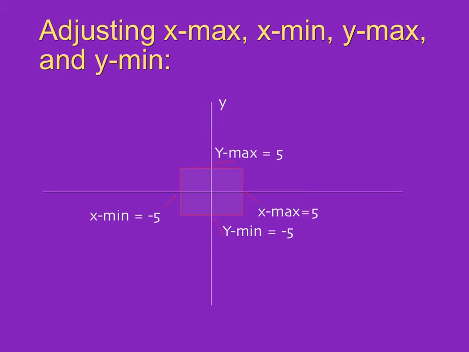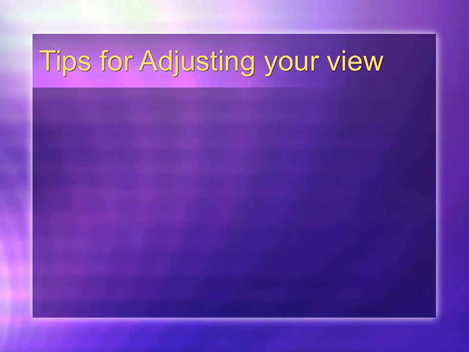I can also zoom in if I need to see more detail, so I can make the window on the calculator look at a smaller area of the graph, from X-min of -5 and X-max of 5, right? I can change all of those. Or I can zoom way out.